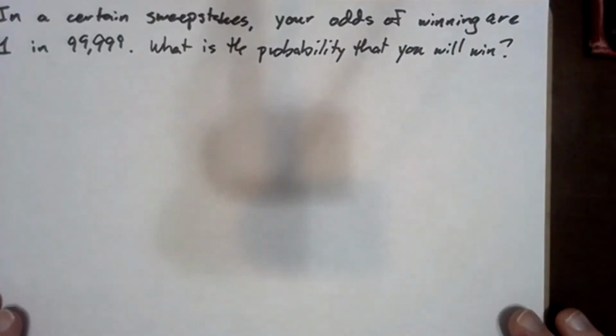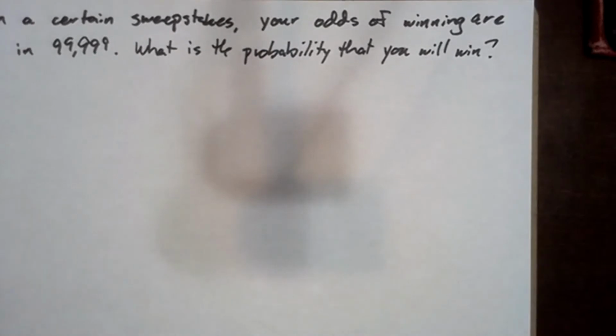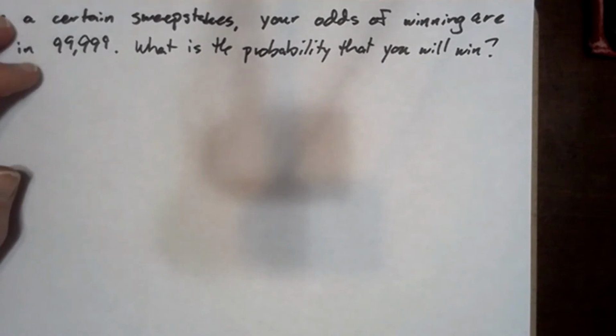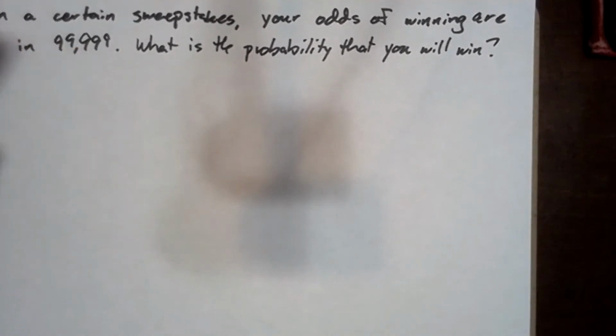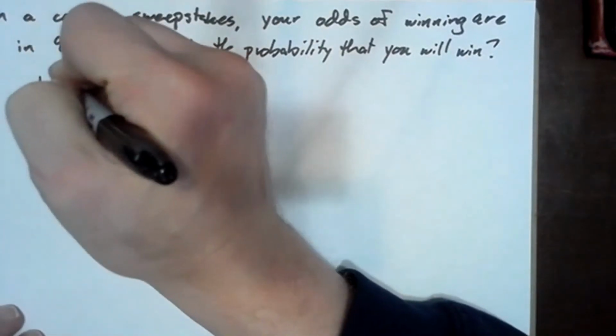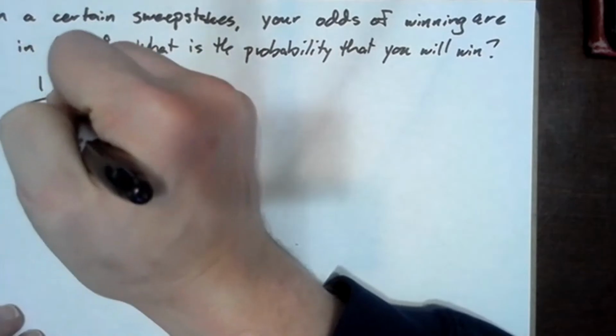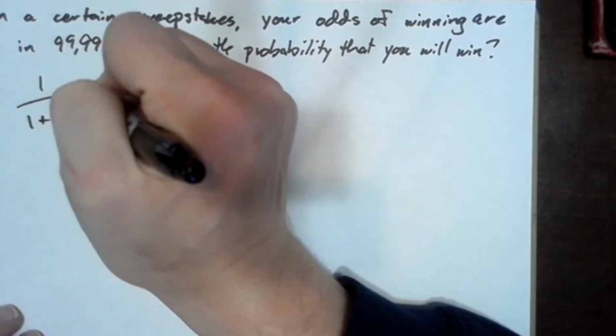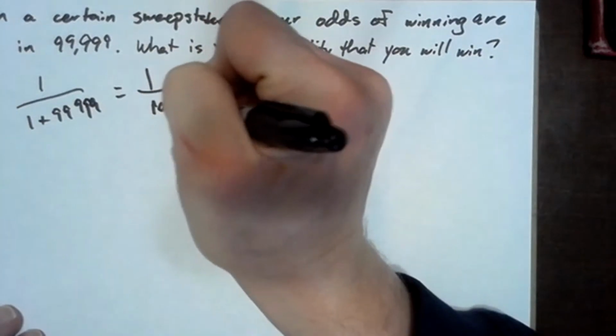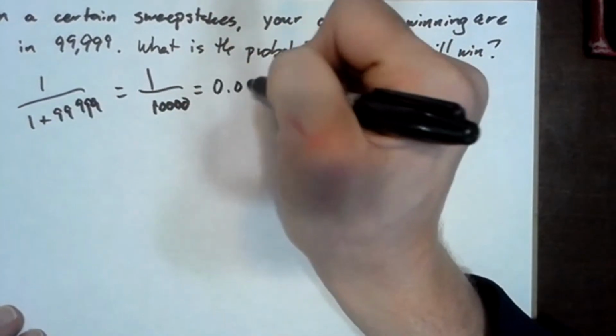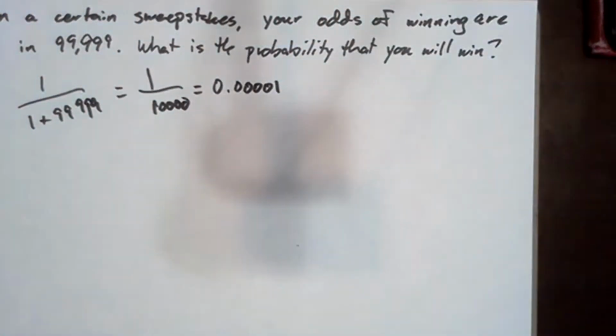Finally, in a certain sweepstakes, your odds of winning are 1 in 99,999. What is the probability that you will win? The probability you will win is 1 in 100,000. Your odds of winning are 1 in 99,999, means that that's 1 over 1 plus 99,999, which is 1 over 100,000, or 0.00001.